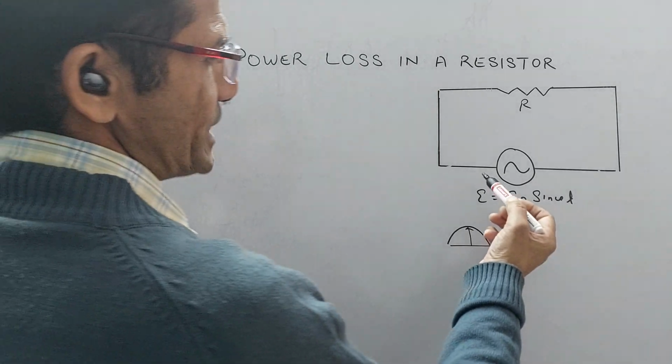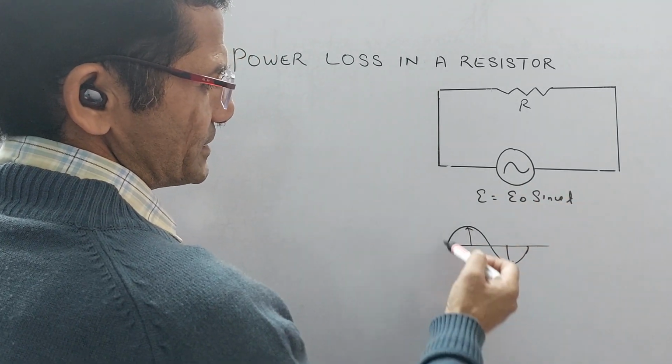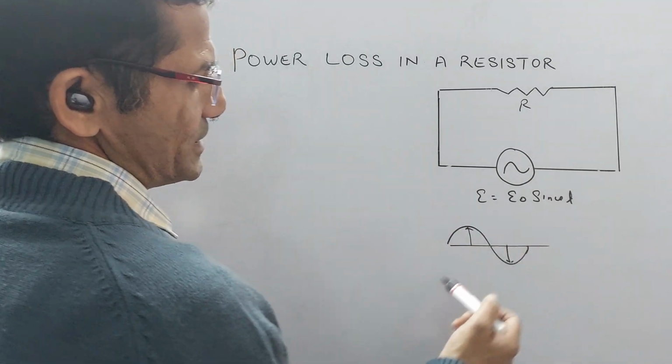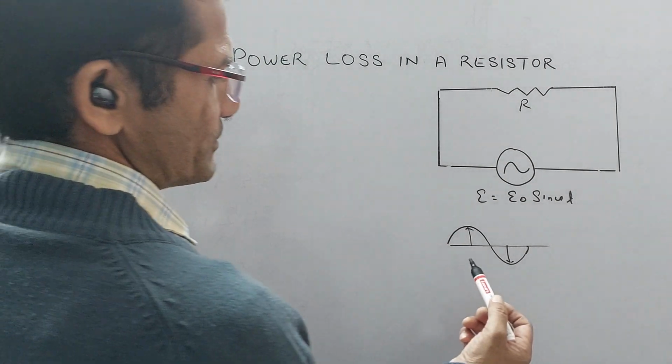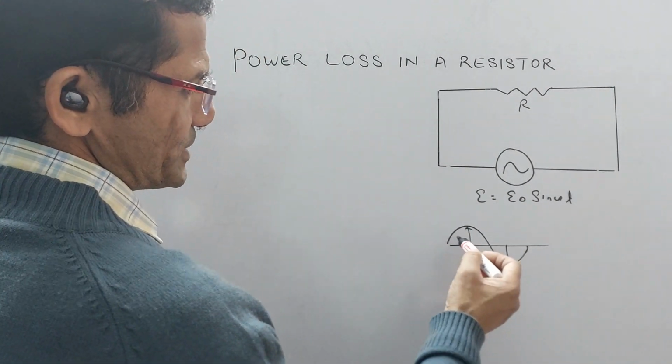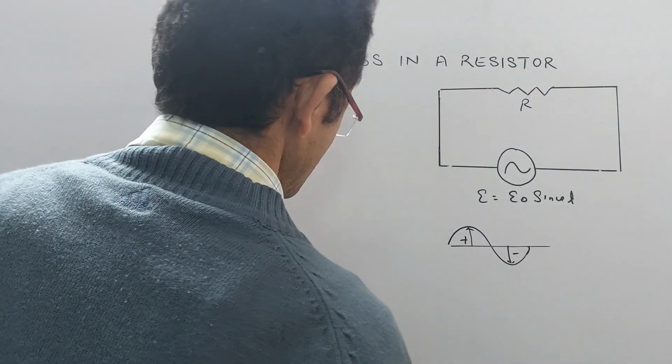This is sinusoidal, a sine curve or a cosine curve. Sine and cosine curves are oscillating curves, so they always change in direction and magnitude. This is the positive direction of the oscillation, and this is the negative direction of the oscillation.